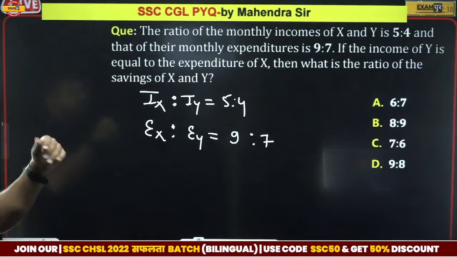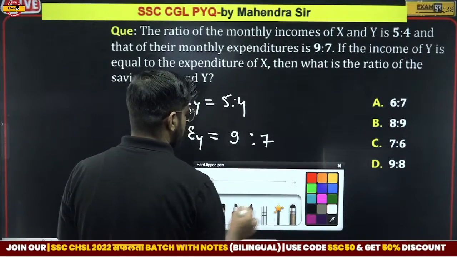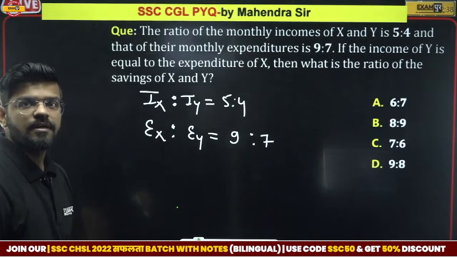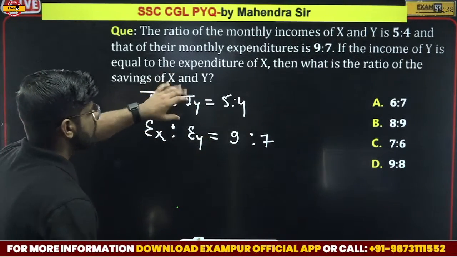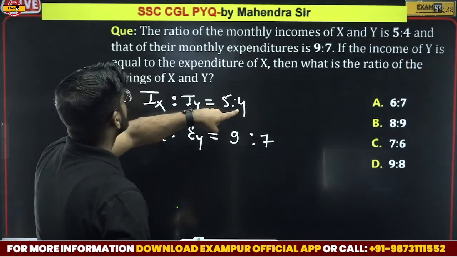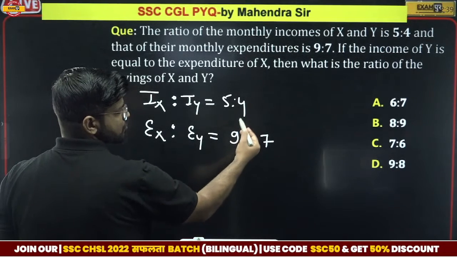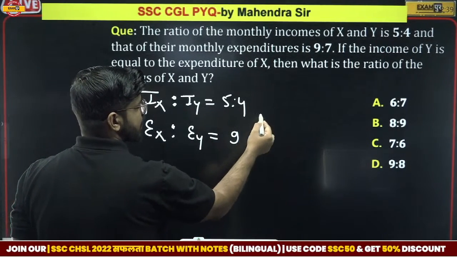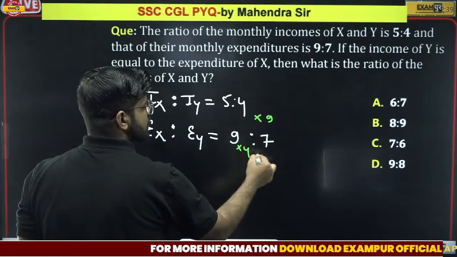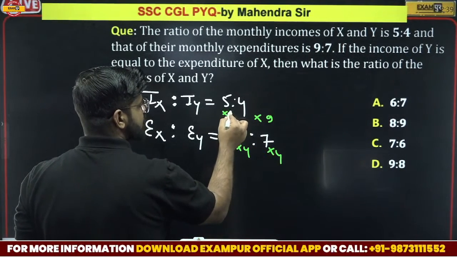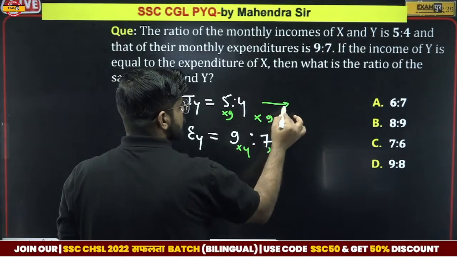If the monthly income of Y is equal to the monthly expenditure of X, means these two things are equal. Are they equal? No. So make it equal. Multiply here by 9 and multiply here by 4. If we are multiplying by 4, we have to multiply both the sides. If we are multiplying by 9, we have to multiply both the sides. So now what are we getting?